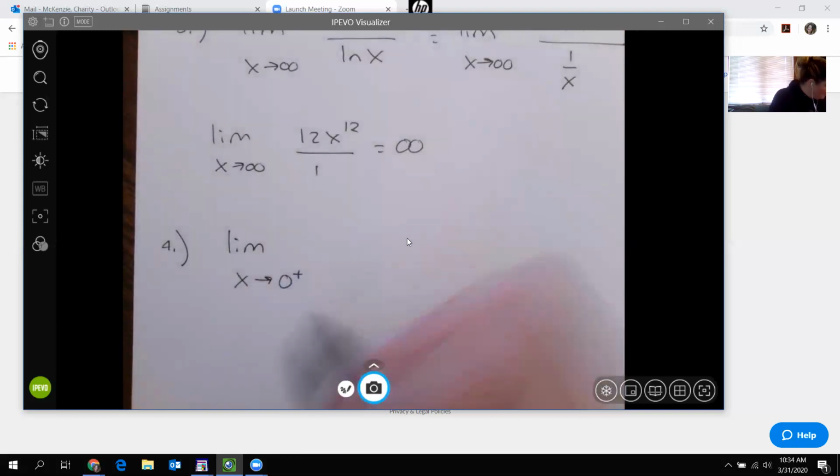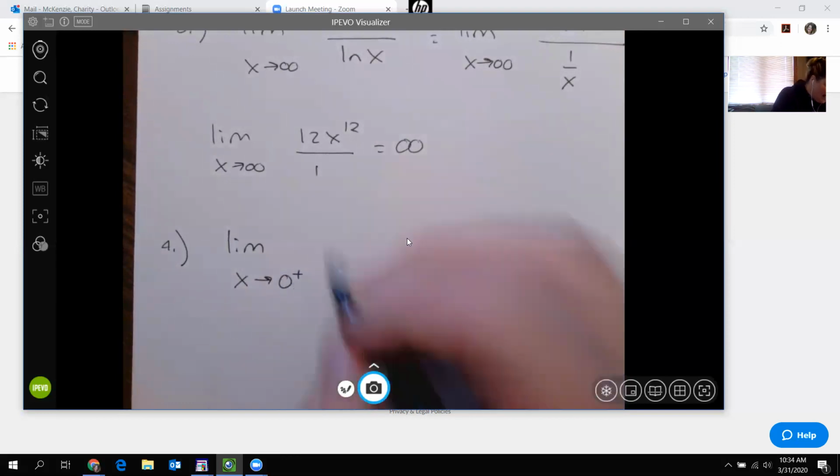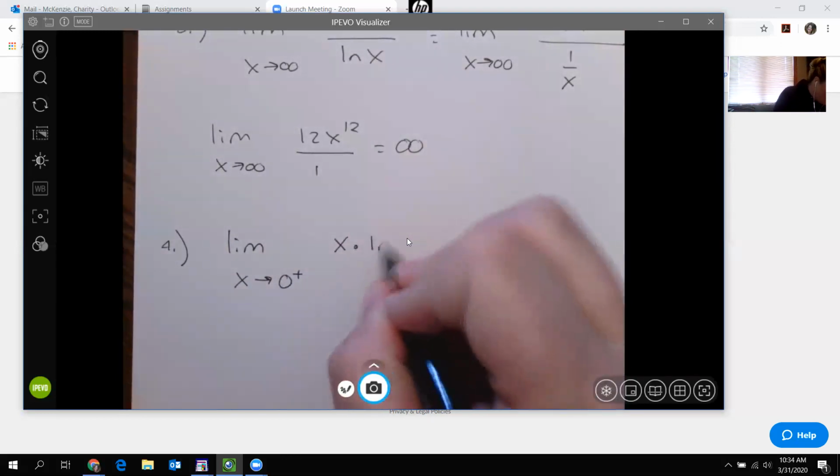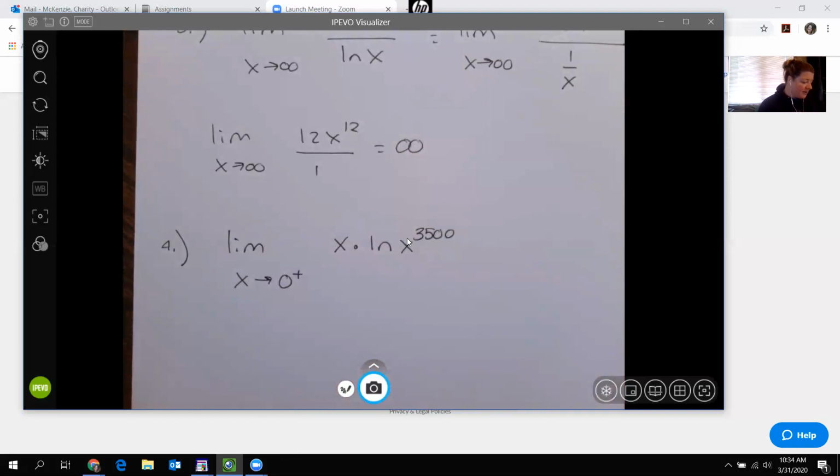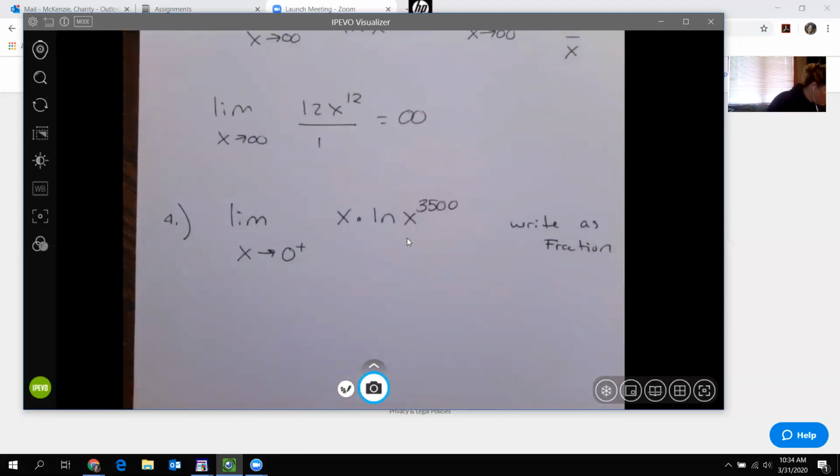Okay, so the limit as x approaches 0 from the positive side of x times natural log of x to the 3,500. Right now, we can't use our rule, so we want to write it as a fraction to use the rule. I know you wouldn't have thought of that. That's why I'm going over this one. So I'm going to move this x to the denominator. Follow me here. I'm going to leave natural log of x to the 3,500 over x to the -1.